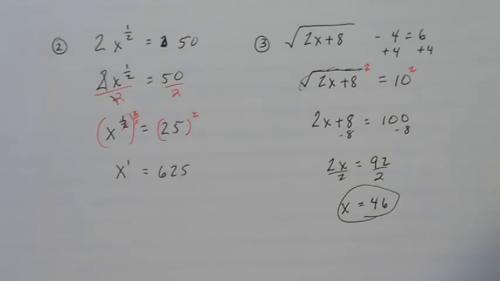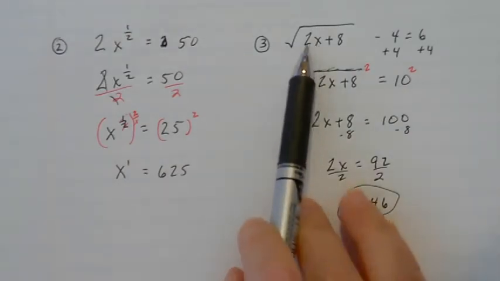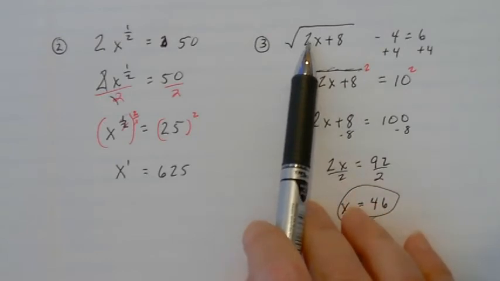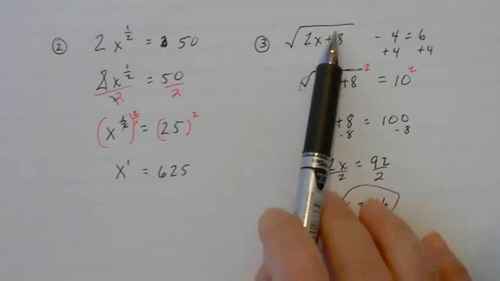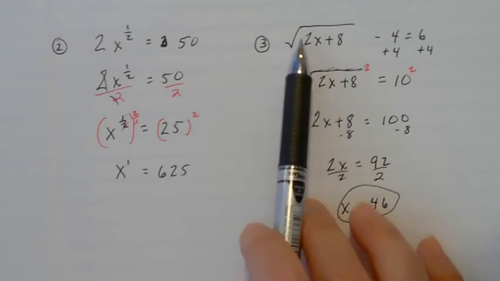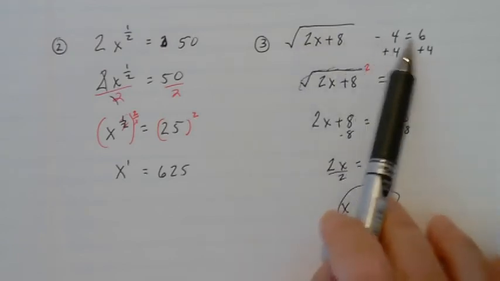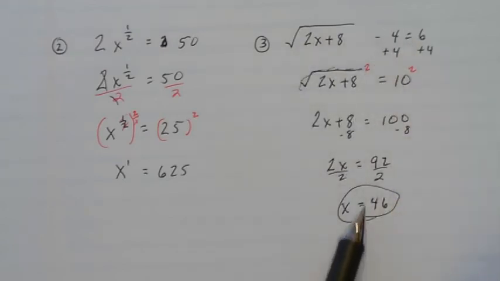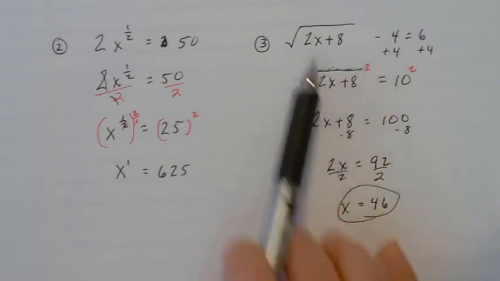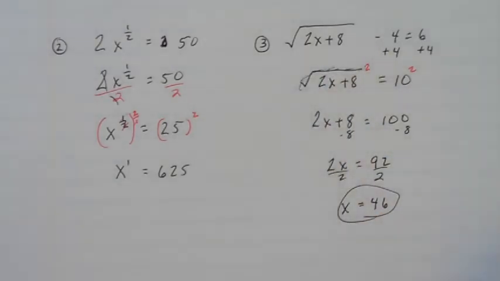So 46 is the solution. Let's go see if it works. 2 times 46 is 92. 92 plus 8 is 100. The square root of 100 is 10, and 10 minus 4 is 6. So because 46 actually works here, 46 is the solution to this problem.